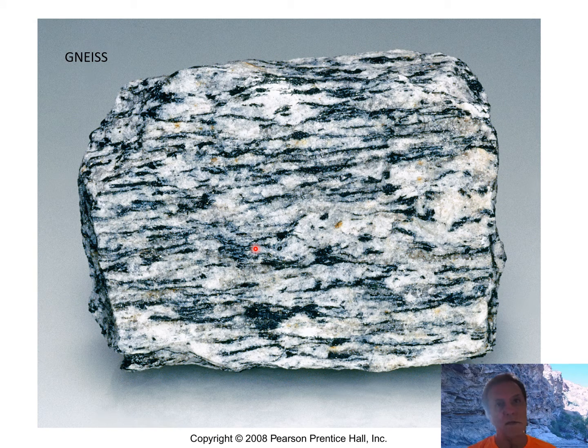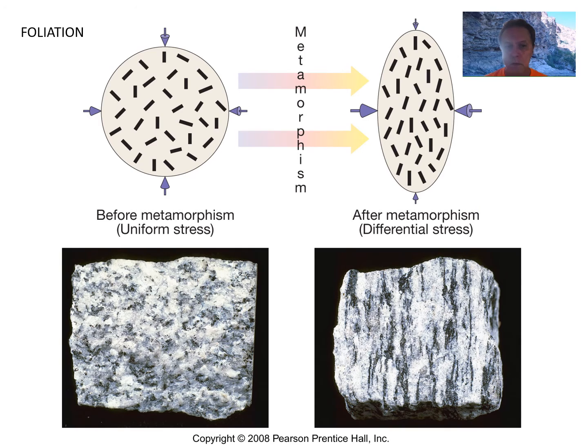A gneiss is a transformed rock, transformed by metamorphism. It can start as granite, or it can start as a shale, and it's got a characteristic stripy pattern. That's called foliation, F-O-L-I-A-T-I-O-N. It's a distinct texture that you'll find only in certain metamorphic rocks.